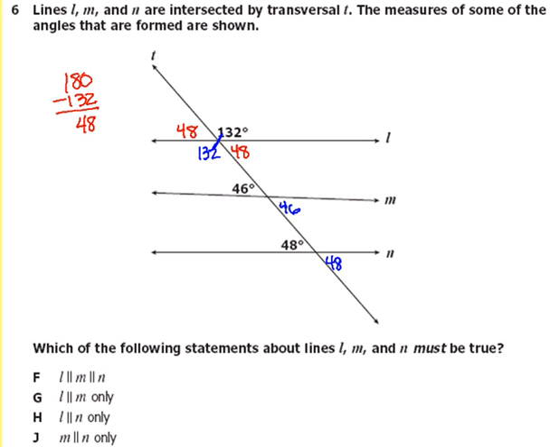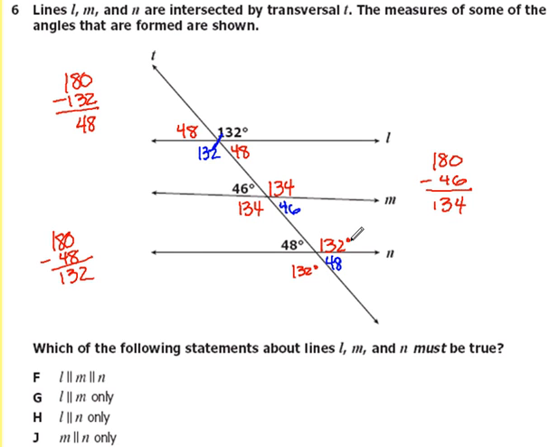Using the same process, now I'm going to take a look where line M is, and I'm going to do 180 degrees minus 46 degrees, and that's going to give me 134 degrees. So this angle right in here is 134 degrees, as is this one. And then lastly, I'm going to take a look at line N and transversal T. For that spot, I'm going to have 180 degrees minus 48 degrees, and that's going to give me 132. So this location is 132 degrees, and this angle right here is also 132 degrees.